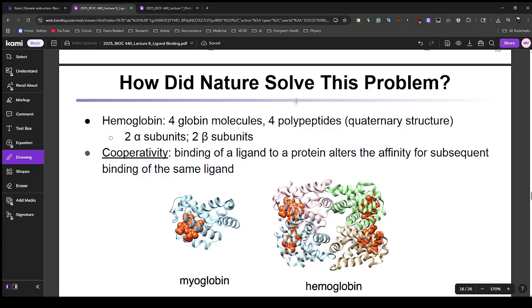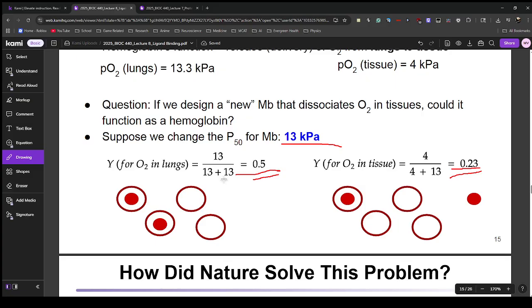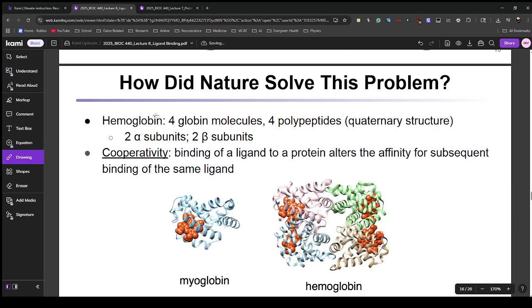Okay, so how did nature solve this issue? Because if we just keep messing with this and changing the P50 so it's bigger, it just gets worse at both. It gets worse at absorbing O2, but it does get better at releasing O2. But we need to be good at this and good at this, so we need to do both. We made hemoglobin. Hemoglobin is 4 polypeptides. It is a quaternary structure with 2 alpha subunits and 2 beta subunits, not 2 alpha helices and 2 beta sheets. The subunits are called alpha and beta, and they're made of combinations of alpha helices and beta sheets.